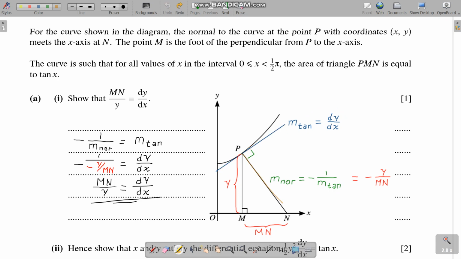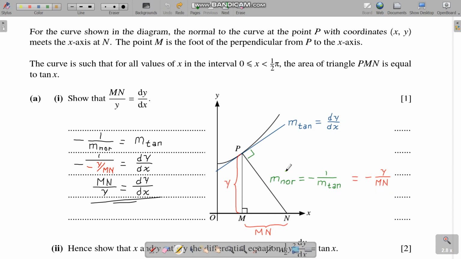This is called the normal line, and the normal is perpendicular to the tangent. The gradient is therefore the negative reciprocal, so minus 1 over the tangent gradient. The gradient of this normal is of course negative because of the direction of the slope. To find the number, gradient is rise over run, so the height divided by the base of the triangle, so minus y over MN is the gradient of the normal line. So the normal gradient is minus y over MN.